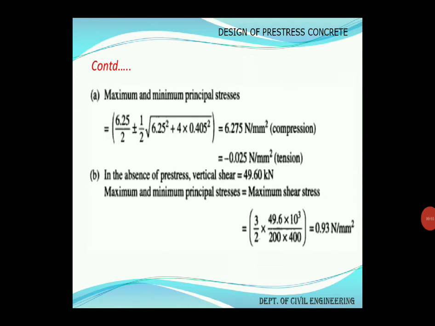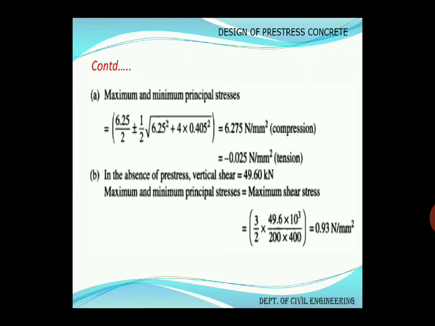Therefore, by using the Fx value, we get the maximum compressive stress as 6.275 Newton per mm square, and minimum tensile stress we get it as minus 0.025 Newton per mm square.